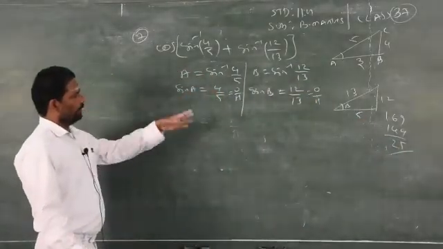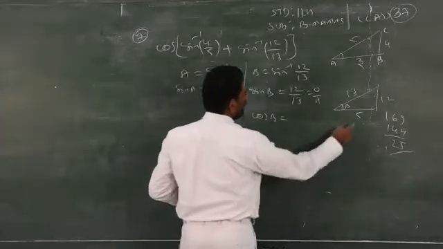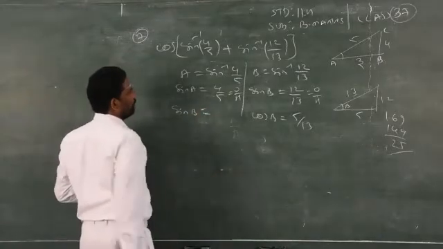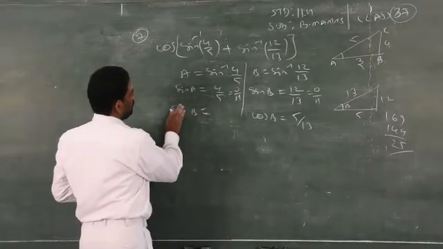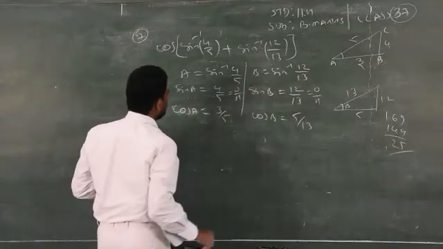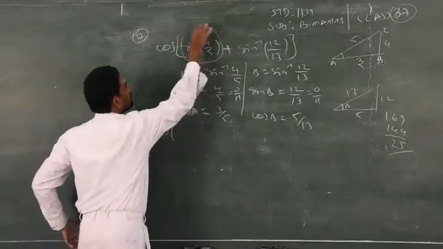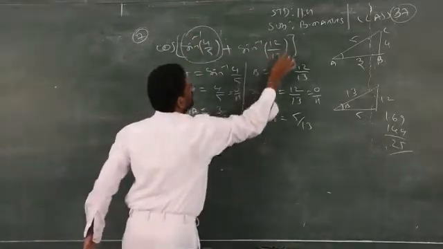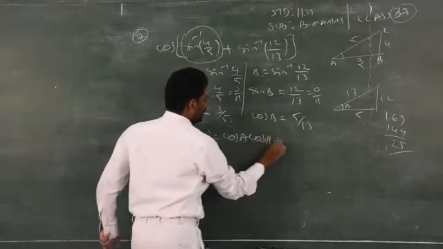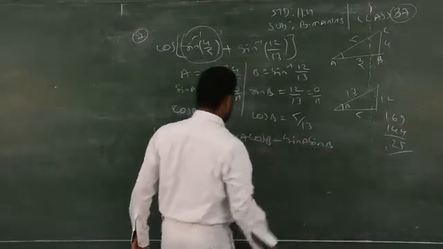Now you have to find cos B. What is cos B? Adjacent by hypotenuse. Sorry, cos A. What is cos A? Adjacent by hypotenuse. So I know what cos A and cos B are. Now you can see that we replace this by A plus B. The cos A plus B formula is cos A cos B minus sin A sin B. This is the formula for cos A plus B.